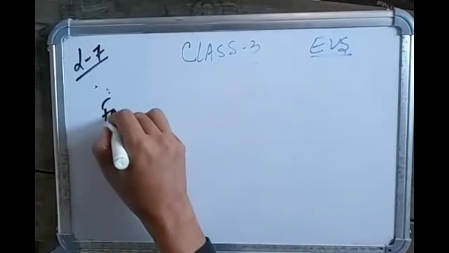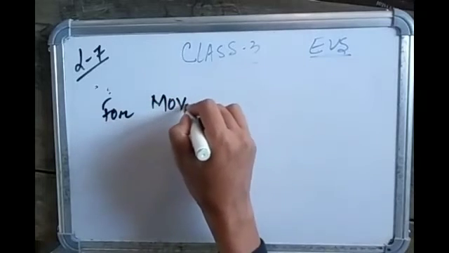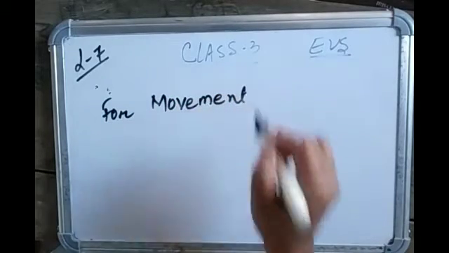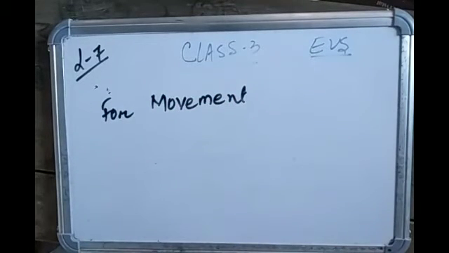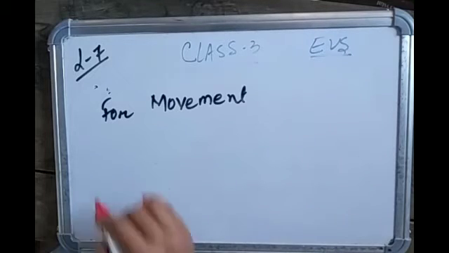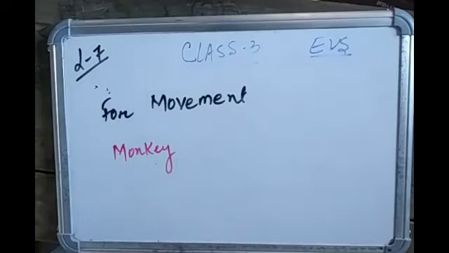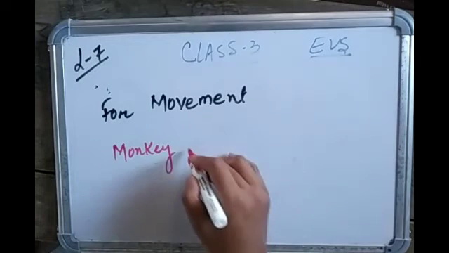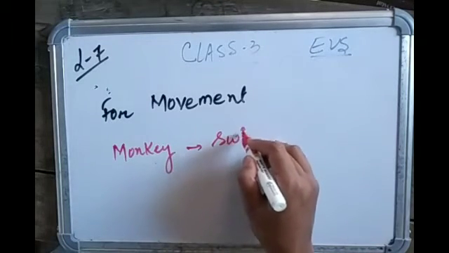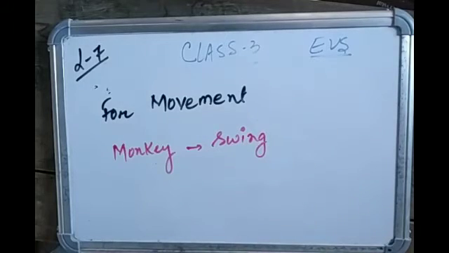Next is for movement. Monkeys use their tails to swing. Monkey is taken as an example for movement. Monkeys use their tails to swing with the help of the tail. They swing from one tree to another.